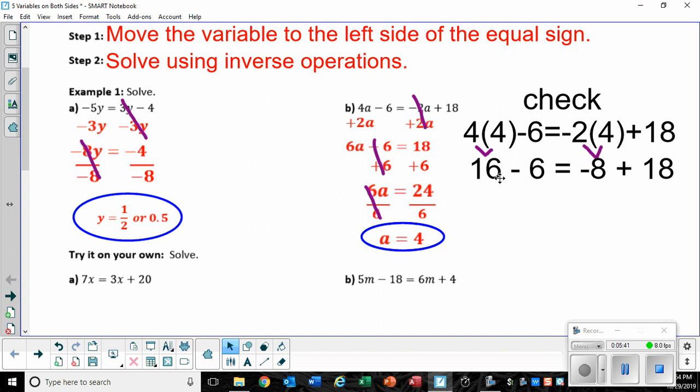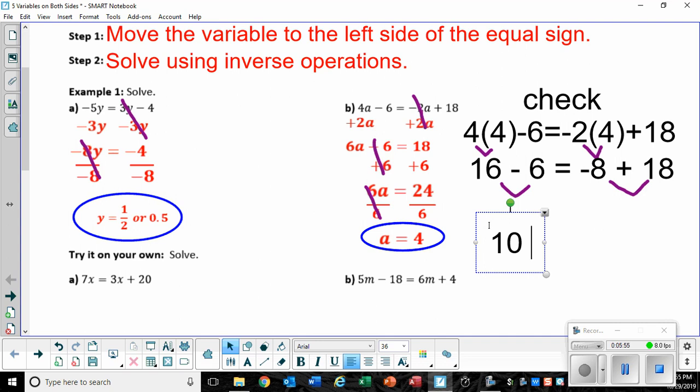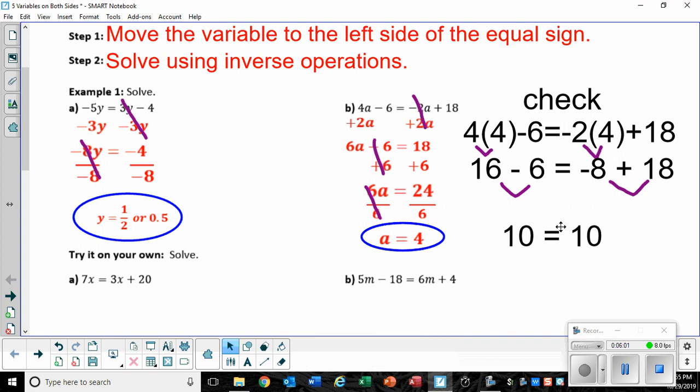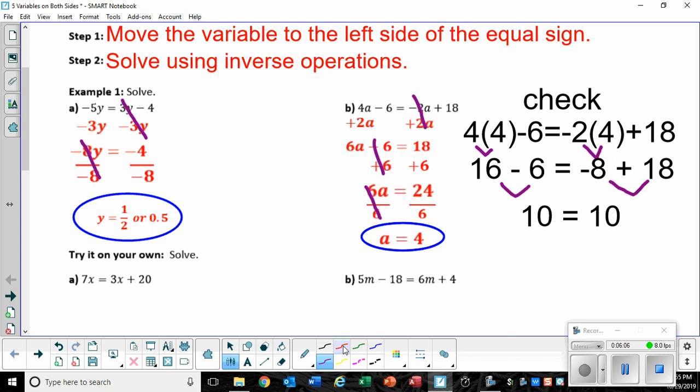Okay. Now I'm going to do the subtraction for each one. So I'm going to do the 16 minus 6 and the negative 8 plus 18. Okay. So that will give me 10 over here. And on the other side, negative 8 plus 18 gives me 10. So it came out to be something equal. When that happens, that means that you got the correct answer. So if it gave you a true statement, 10 does equal 10, your answer is correct, so you know you got this right. You can always check your answer to make sure you're good.